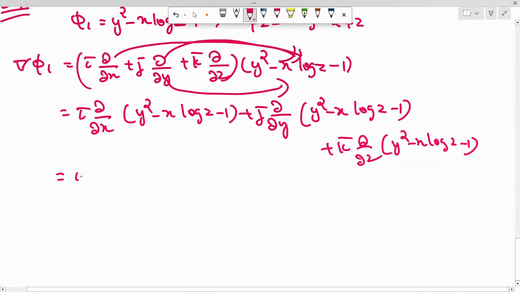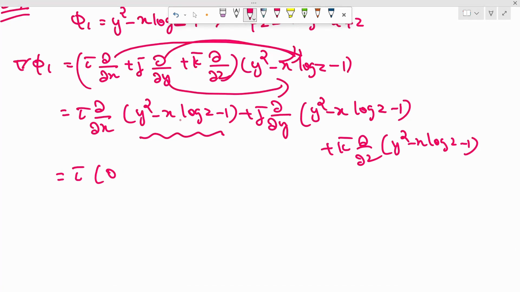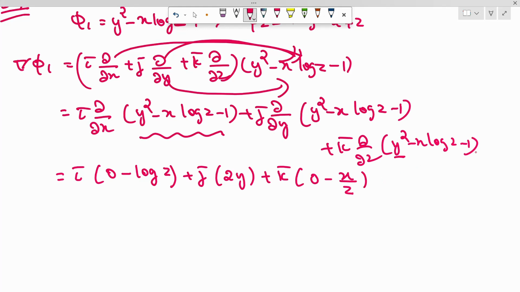Now differentiate with respect to x. The first term has no x, so 0. Differentiating x gives 1, minus log z, here constant. Minus 1 will be 0. Plus j vector into differentiate with respect to y, 2y. The second and third terms have no y, so 0. Plus k vector into dou by dou z. Y square is 0, first term 0. The differentiation of log z is 1 by z. Here x is constant, so you write x by z. Minus 1 is 0.